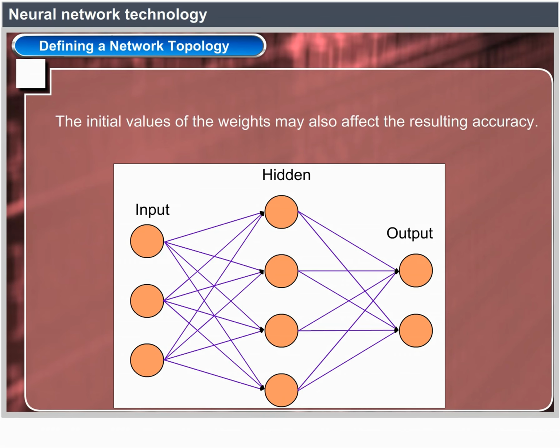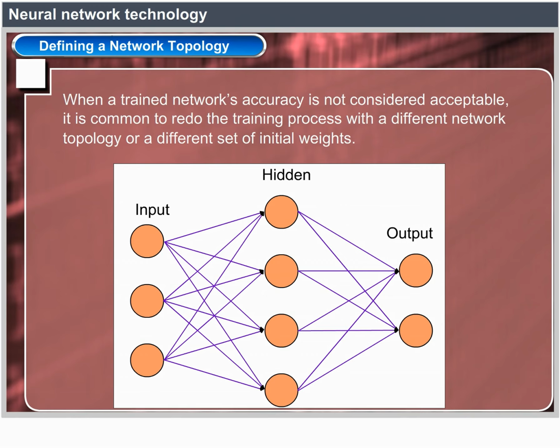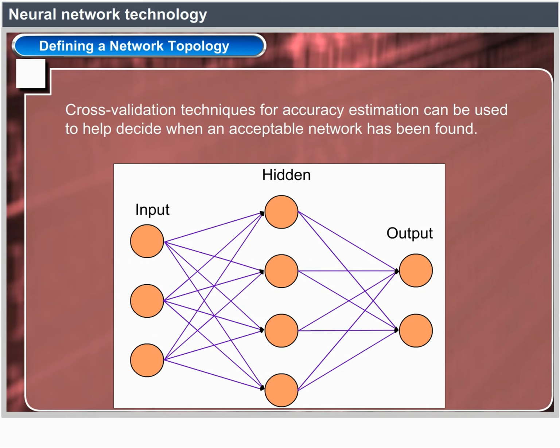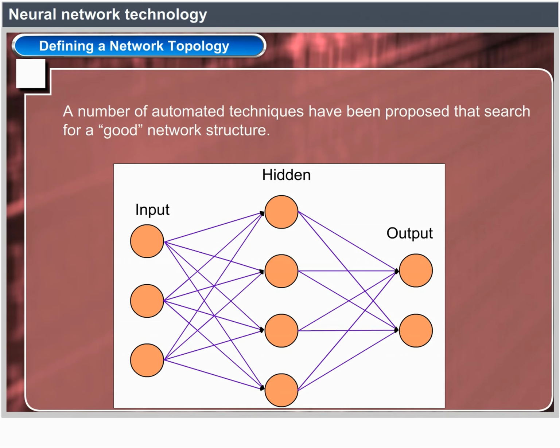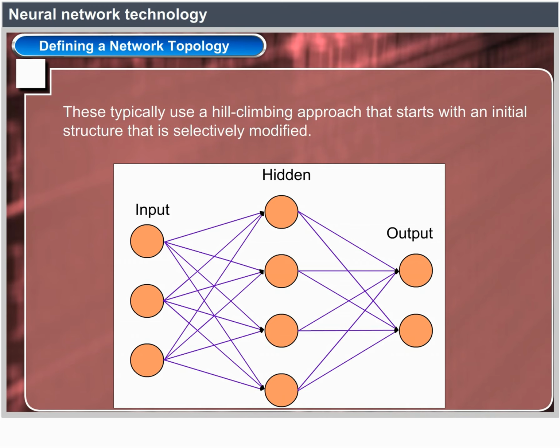Once a network has been trained and its accuracy is not considered acceptable, it is common to repeat the training process with a different network topology or a different set of initial weights. Cross-validation techniques for accuracy estimation can be used to help decide when an acceptable network has been found. A number of automated techniques have been proposed that search for a good network structure. These typically use a hill climbing approach that starts with an initial structure that is selectively modified.